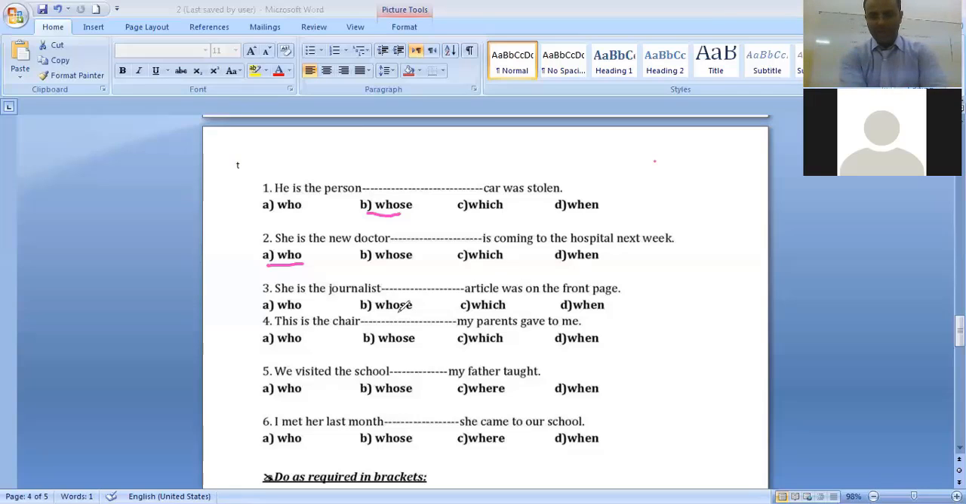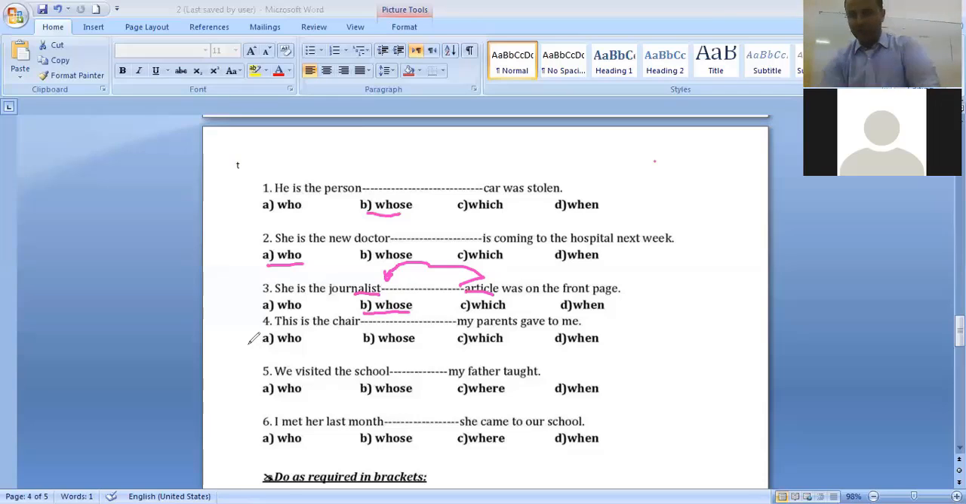Here I have a journalist. No, Badr. We have a journalist and we have the article. The article belongs to the journalist. It's her possession. Fahd, we are not talking about the journalist. I'm talking about the article here, and this article belongs to the journalist. So I'm talking about possession. When I'm talking about possession, we choose whose. Whose for possession.